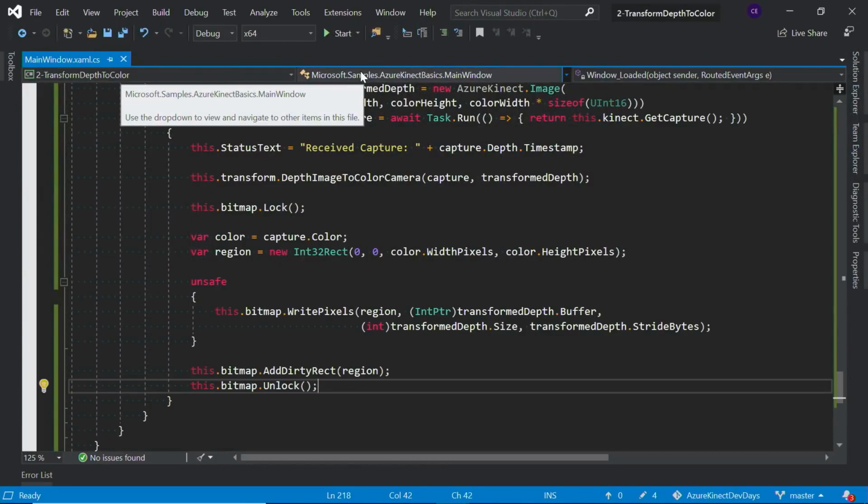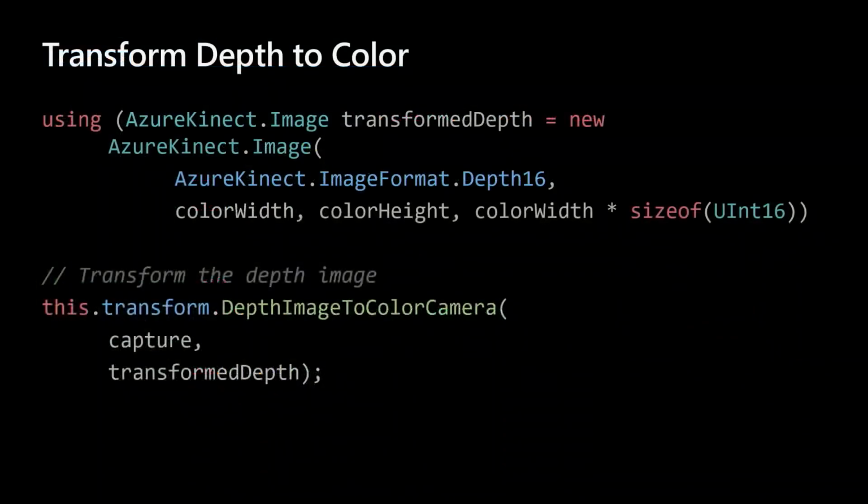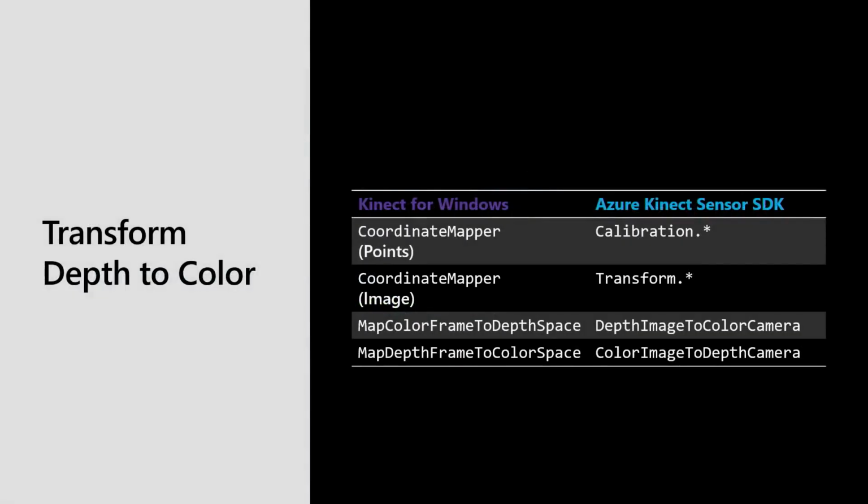Let's go back over to our slides. OK, so there was a thing called the coordinate mapper in Kinect for Windows. That's been replaced by the calibration and transformation functions I've just talked about. If you were using something like map color frame to depth space, that's now depth image to color camera, or map depth frame to color space, that's color image to depth camera.